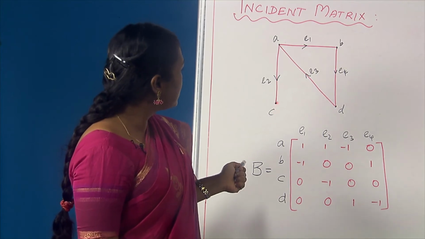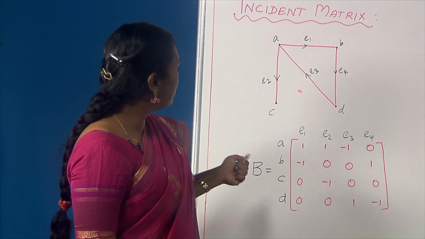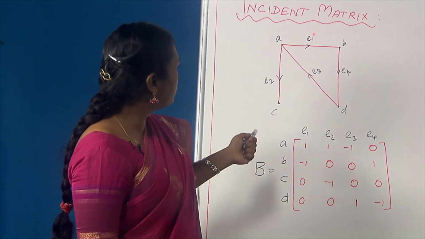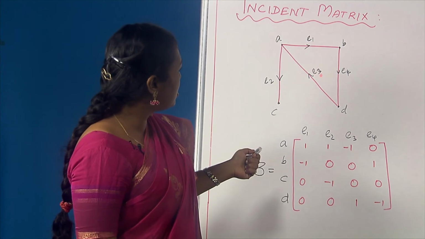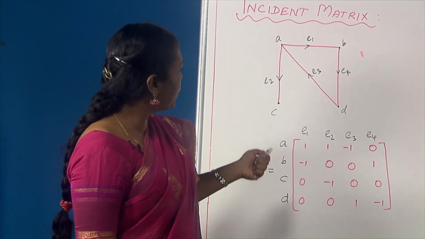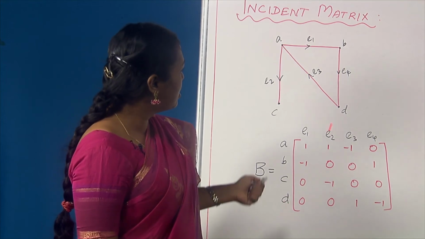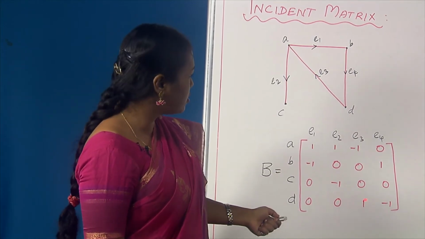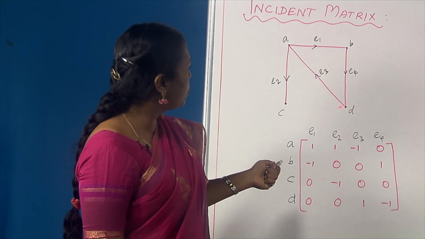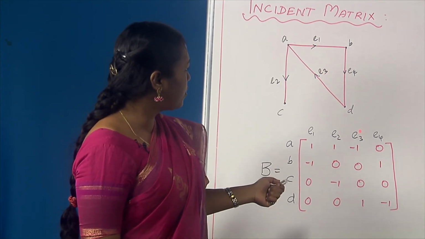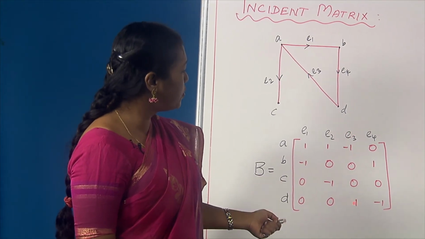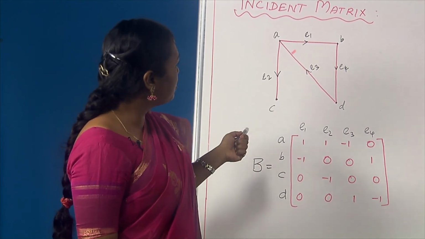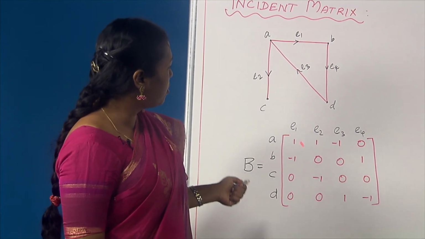And then for C there is only one edge coming inside, and that is E2. So E2 is minus 1. As for E1, no connection between C and E1, so 0. For E3, again no connection, so 0. E4 also 0. Now let us come to D. For D you have the edge E4 coming inside, so E4 is minus 1, so that is what we have written here. Then there is one edge going outside of D which is E3, and therefore for E3 you put 1. So 1 going out and minus 1 coming in, and no connection with the other edges, therefore it is 0 for E1 and E2.